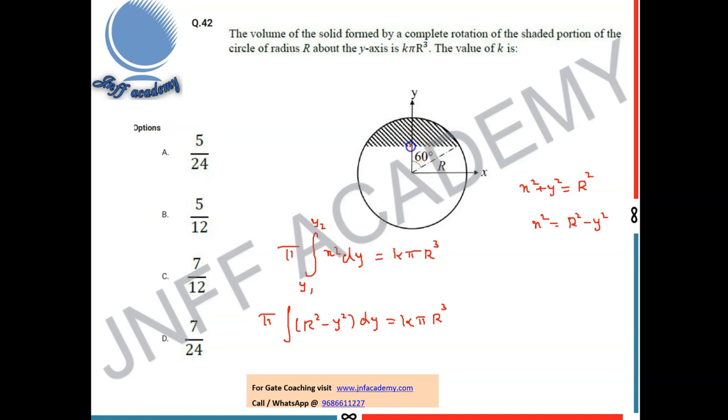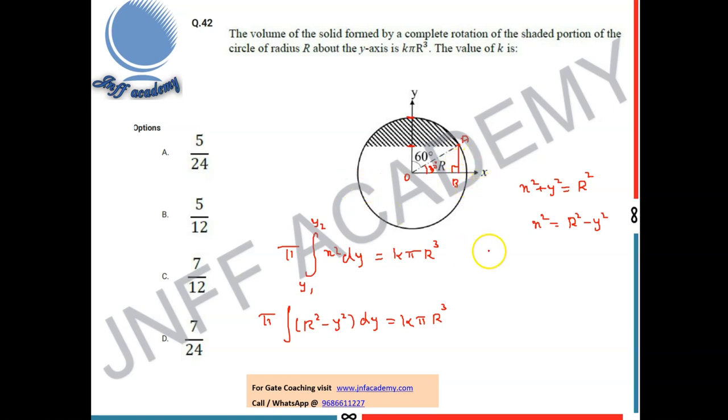So y varies from this value to this value. How to find out this value? So you draw here one vertical line. This makes 90 degree. So this is one right angle triangle. This angle is 30 degree because this is 60, so the remaining part is 30 degree. In this right angle triangle, suppose this is O, A, B. What is this distance AB? This is representing the Y value.